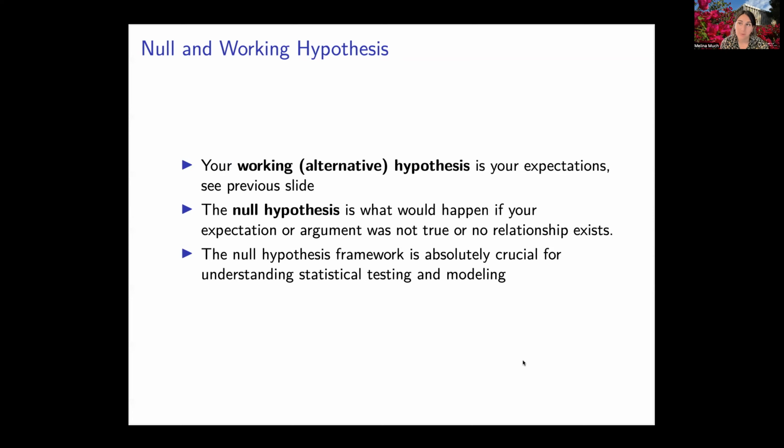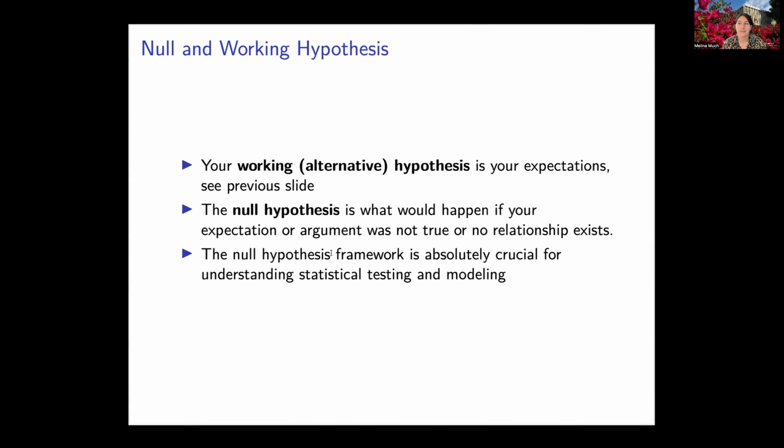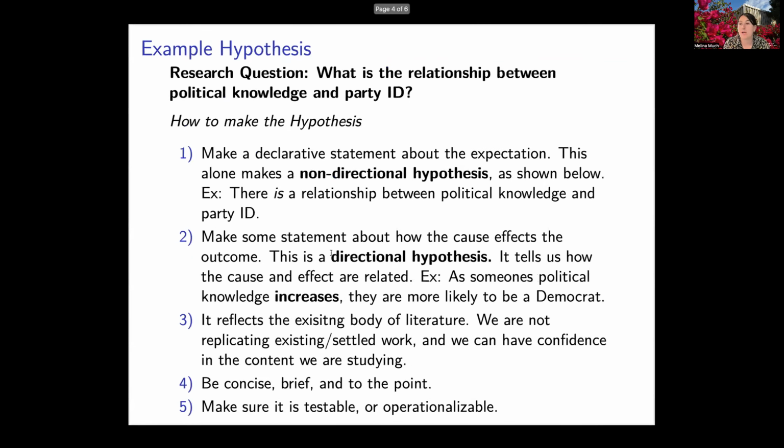They show exactly what our expectations are. So there is a relationship between political knowledge and party ID. That's a really great example of a working or alternative hypothesis. The null hypothesis, which is what we're going against or looking to reject in statistical learning frameworks, is what would happen if our expectation or argument did not exist. So the null hypothesis for part one is there is no relationship between political knowledge and party ID. The working hypothesis is there is a relationship. The null hypothesis, there's no relationship.